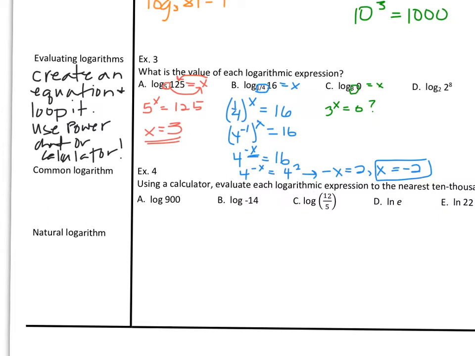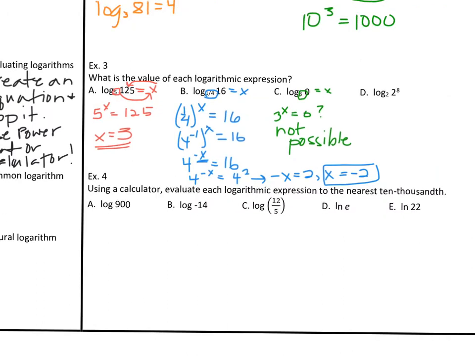3 to the first power is 3. 3 to the negative 1 is 1/3. Try other options on your calculator. Decimals don't work either. This one has no solution. It's not possible. And if you think about the definitions up above, we can't have our logarithm value be 0. So therefore, it didn't work anyway. All right, let's try that last one.